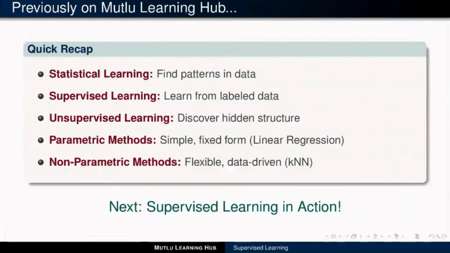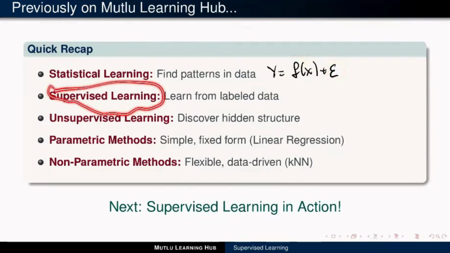Let's do our recap. We discussed statistical learning. Statistical learning was trying to find the patterns in the data. As an equation, I can write it like this. Here, X is the input, F is the pattern that we found, and epsilon is the noise or uncertainty in the data.